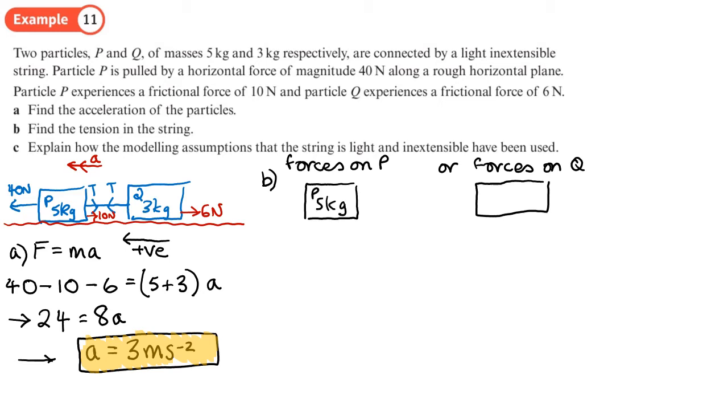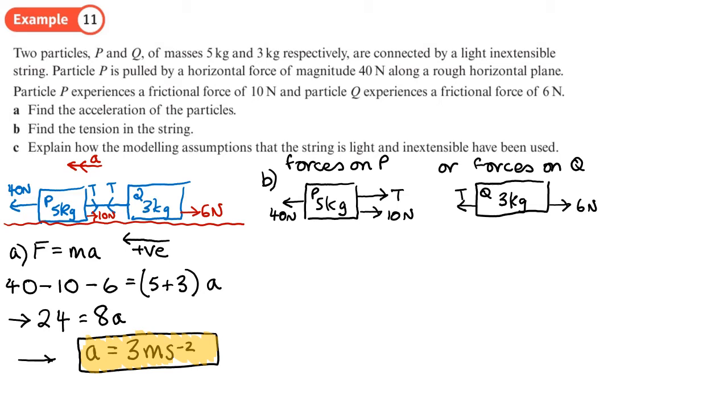Right, what are the forces on P? Well, there's a pulling force of 40 newtons. There is a resistive force of 10 newtons. And there's this tension force here, which we need to find. If we were using Q instead, we would have a mass of 3. We would have a resistive force of 6 newtons here. And the only other force actually directly attached to Q is this tension here.